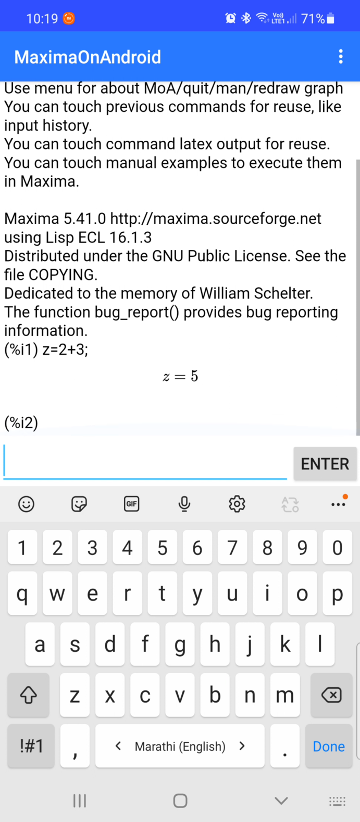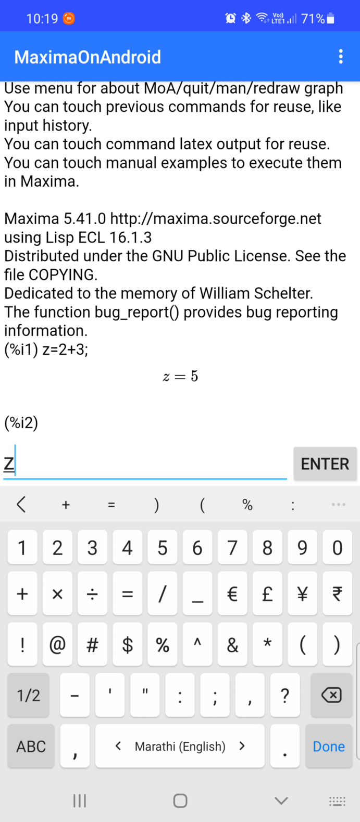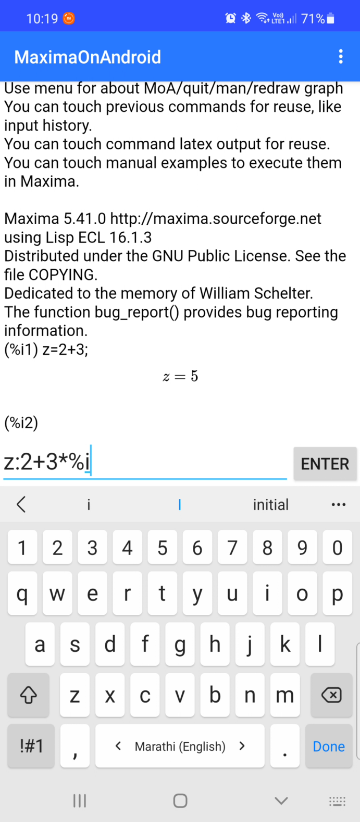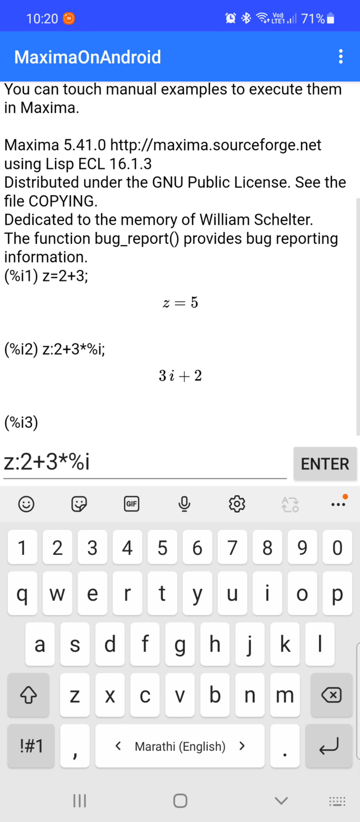Complex number using Maxima software. Suppose we want to enter a given complex number, say 2 plus 3i. We enter this complex number by using the command 2 plus 3 times %i. So we get a complex number. We assign this complex number to z. So z is equal to 3i plus 2.